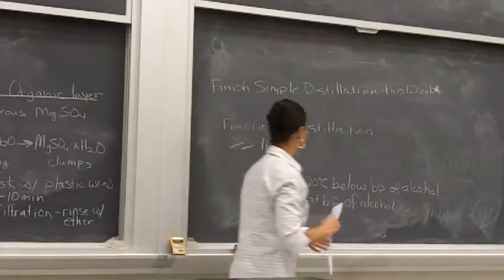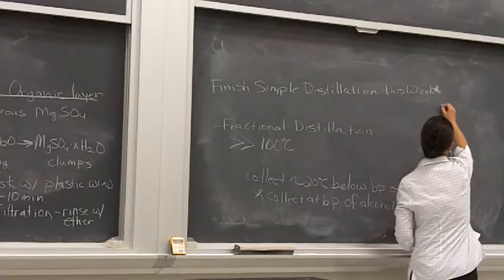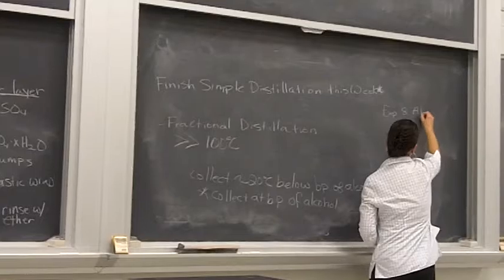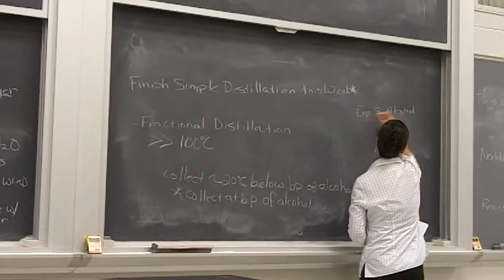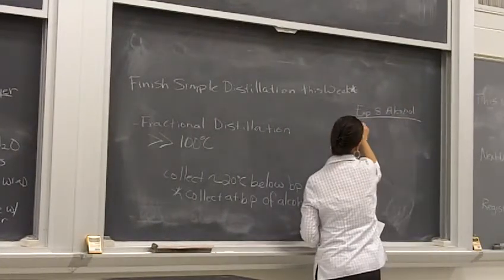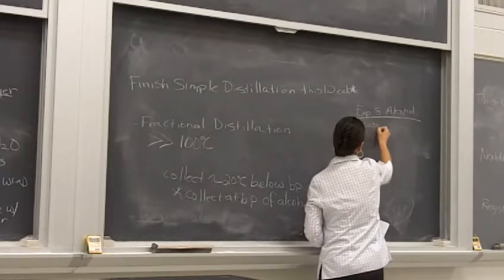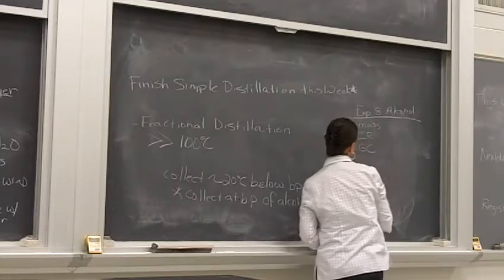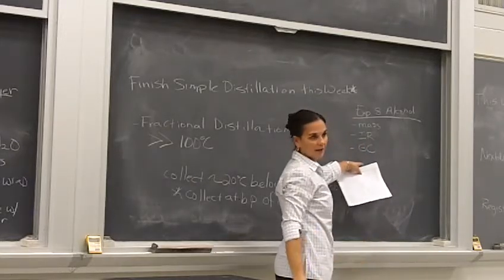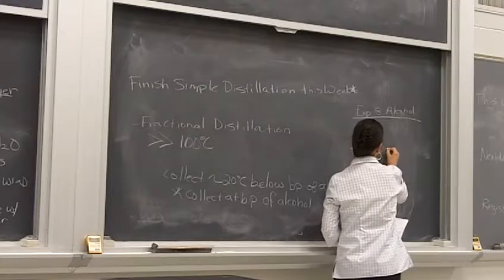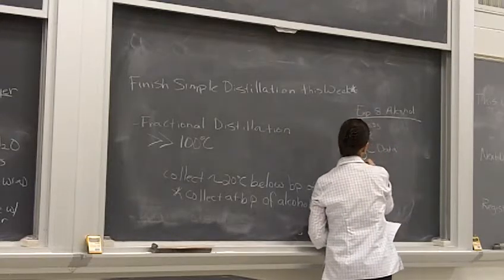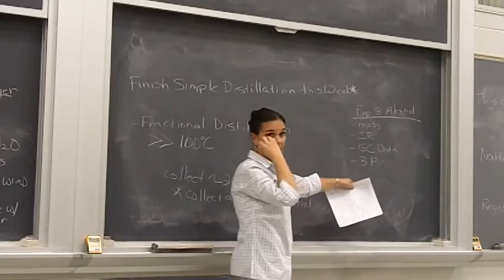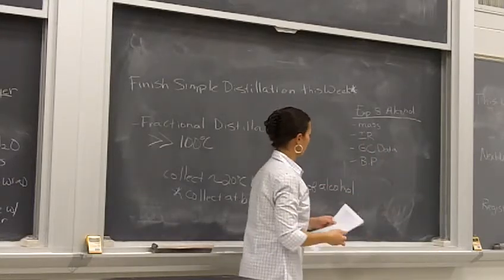Then, as far as things that you need to collect for your alcohol, okay? And a lot of this will happen next week, not this week, okay? But eventually, this is the information you're going to need. You're going to need the mass. You're going to need the IR. You're going to need a gas chromatogram, which we'll talk about next week. So you're going to need GC data for it, okay? You're also, because you're doing this distillation, going to have boiling point data about the alcohol.